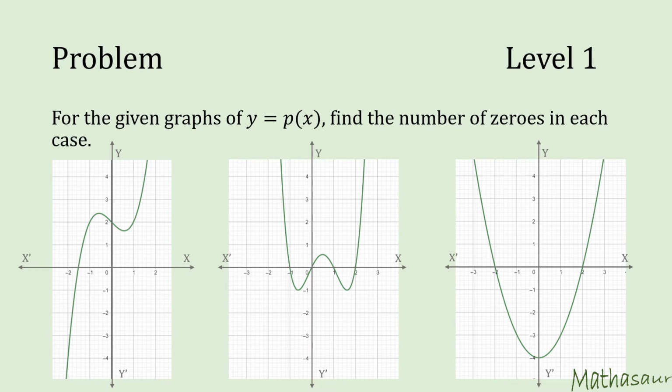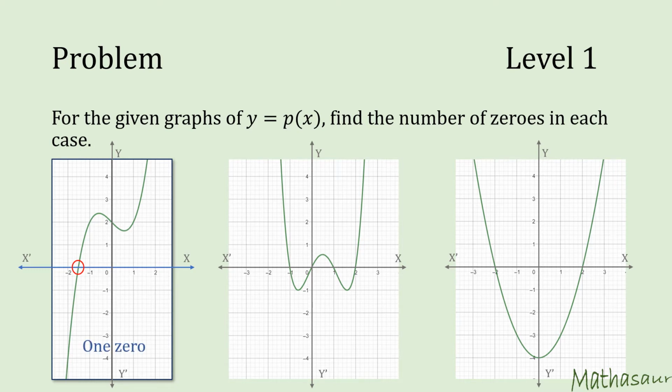Now let us look at a problem. For the given graphs of y equals p(x), find the number of zeros in each case. So let us look at the first graph. Let us see the intersection of the graph with the x-axis. There is just 1 point, so it has 1 zero.